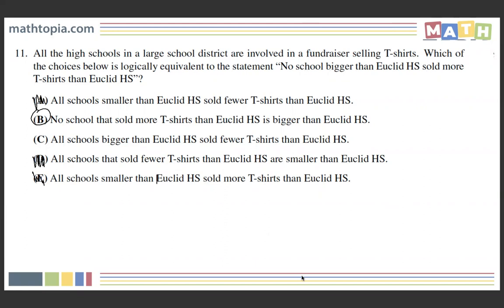But there is a very, very key thing that is being left out, and that is the fact that schools can sell the same number of t-shirts as each other, right? For example, we could have school X, which sells 27 t-shirts and is bigger than Euclid HS. And we could have Euclid HS, the smaller school, which also sold 27 t-shirts. That would not violate the original statement, but it would violate this statement because it's not fewer. So in that specific scenario, C disagrees with the original statement, and therefore it is not equivalent. So we have arrived at our answer of B.